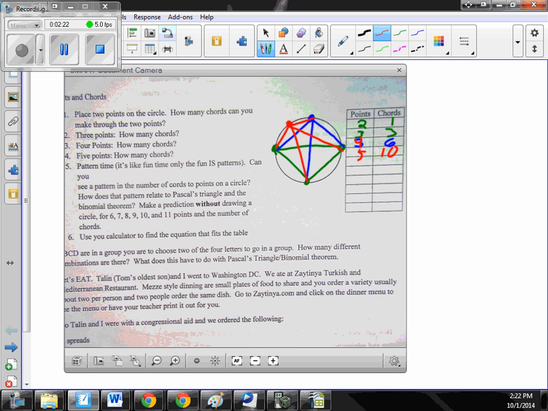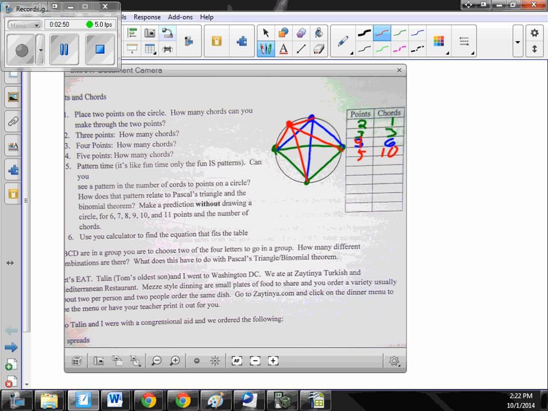Okay, now, number 5, and this is totally Tom, not me. Pattern time. It's like fun time, only the fun is patterns. Blame Tom. Can you see a pattern in the number of chords, 2 points on a circle? Sorry, Tom wrote that.